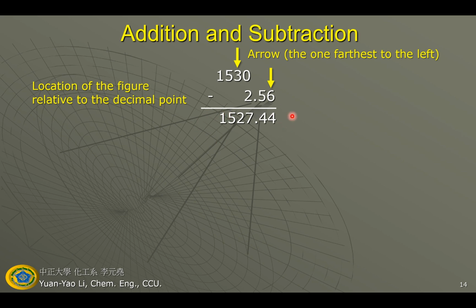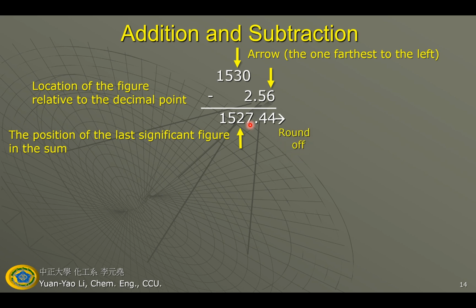And how do you do the addition and subtraction with the consideration of the significant figures? The position of the last significant figure in the sum will be this one, regardless of this other digit, you will have to count this one. After this number, this 7 should be rounded off. So what answer will you get? Rounding off means adding 1 here. So 1530.